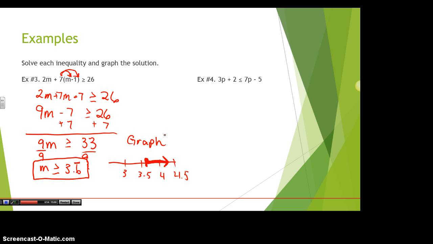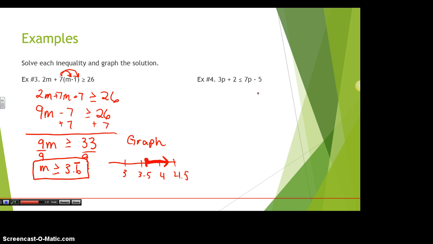Our fourth example, we have 3p plus 2, which is less than or equal to 7p minus 5. Now for this one, notice we have p's on each side of the inequality sign, and we also have numbers that stand alone on each side of the inequality. So what I'm going to do is make it so that I have all the p's on one side and the numbers that stand alone on the other side.